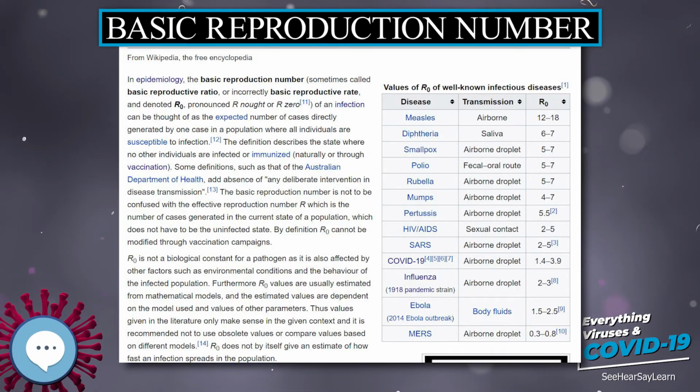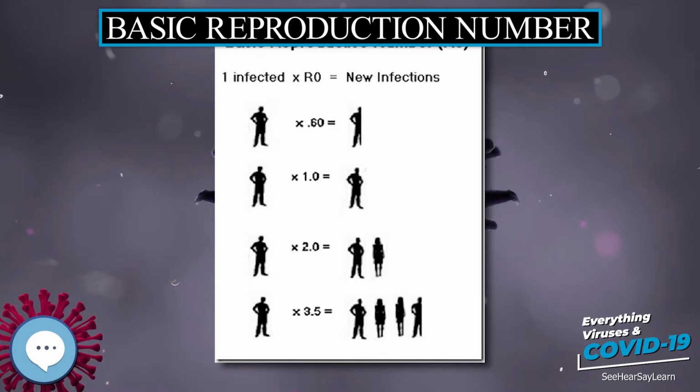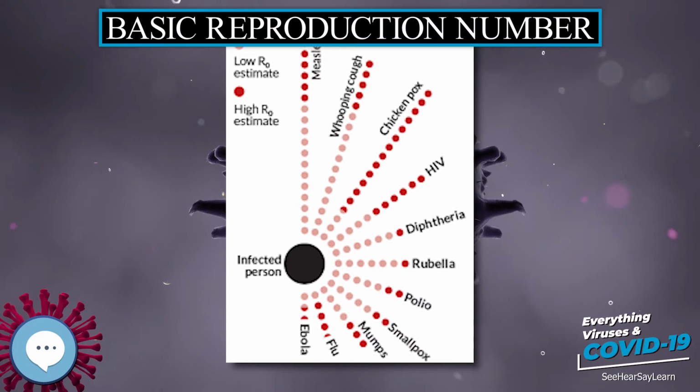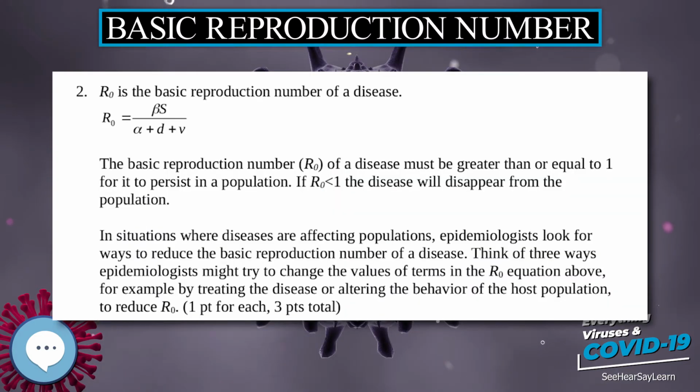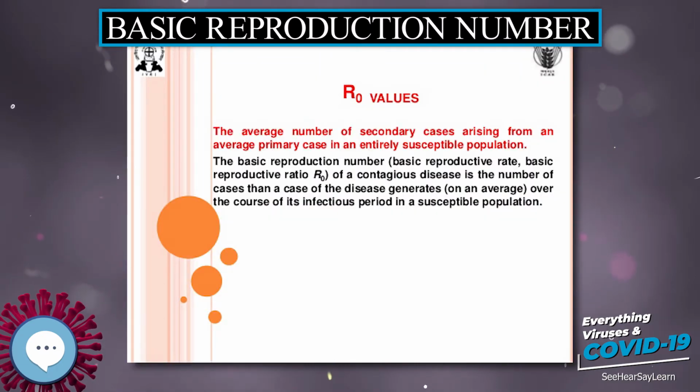Basic reproduction number. In epidemiology, the basic reproduction number, sometimes called basic reproductive ratio, or incorrectly basic reproductive rate, and denoted R0, pronounced R naught or R zero, of an infection can be thought of as the expected number of cases directly generated by one case in a population where all individuals are susceptible to infection. The definition describes the state where no other individuals are infected or immunized, naturally or through vaccination.